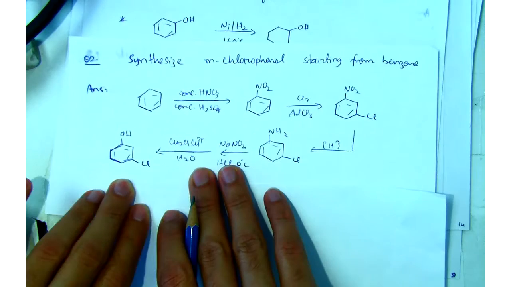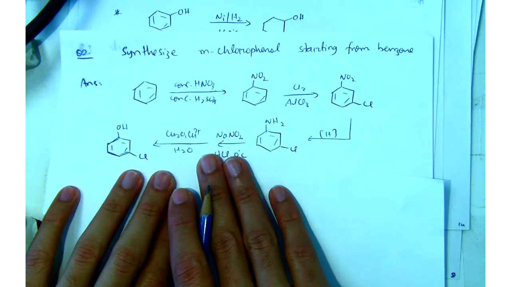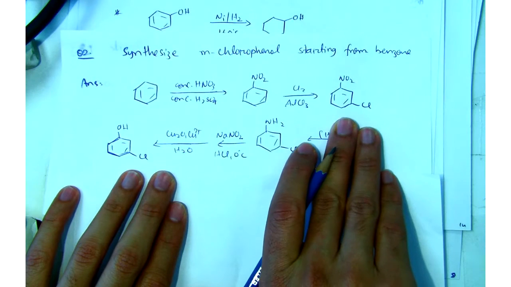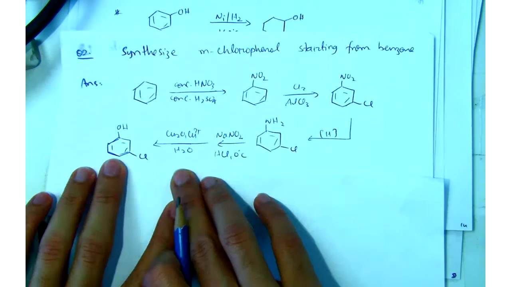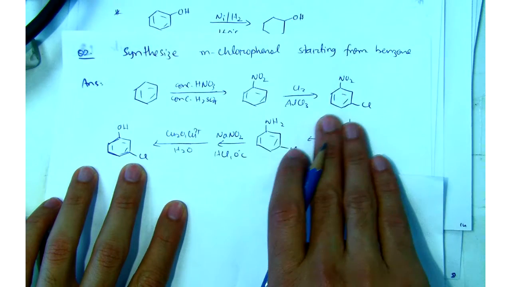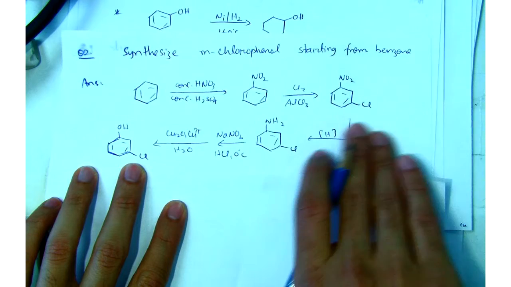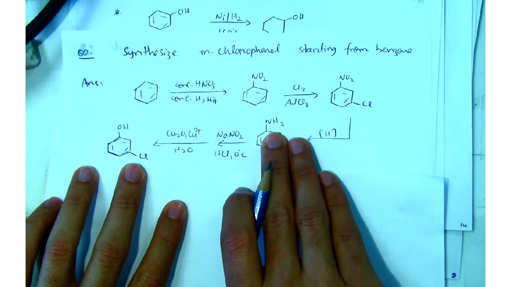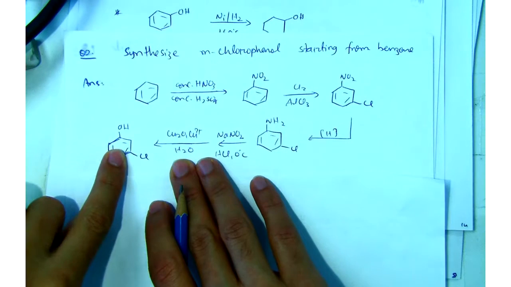So you can note this. This is how actually you can get meta groups, meta to some other groups, and convert that to OH later on. Right, so through NO2 and NH2 you can introduce groups at meta and then convert this NH2 to any group you want, using this diazonium step: OH, Cl, F, Br, right.